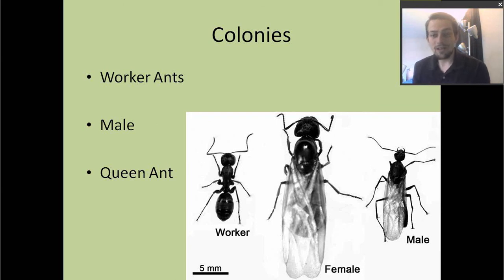Most colonies only have one, or some have several queen ants. Some only have a single queen ant, so she's very important, because if something happens to the queen and she stops laying eggs, then you stop getting more ants, and your ant colony can't keep growing. So you need that female queen ant in order to keep the colony going. So the other ants will try to protect her as best they can.